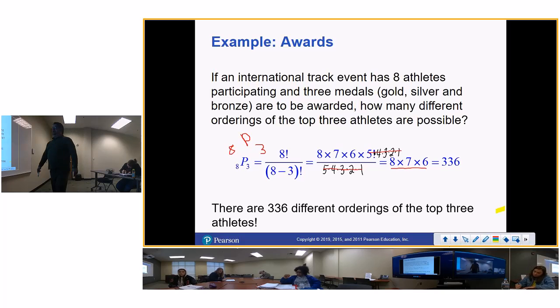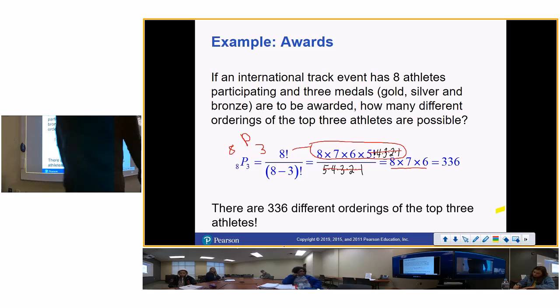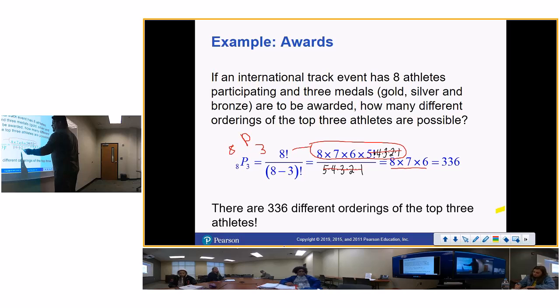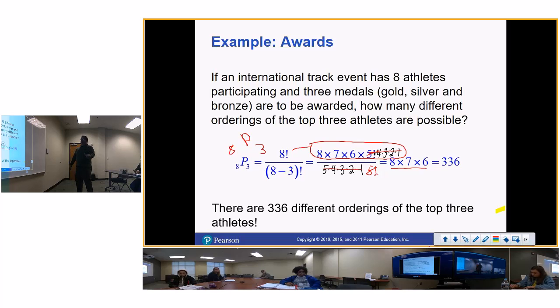Because technically 8 factorial is this whole thing. That's 8 factorial, right? 8 times 7 times 6 times 5 times 4 times 3 times 2 times 1. And then 5 factorial is 5 times 4 times 3 times 2 times 1. Now you can also do this. When they had the 5 factorial down here, could you cancel the 5 factorial in this? Yes, you could do that also. So either way you do it, you're going to be left with 8 times 7 times 6. And 8 times 7 times 6 in your calculator is whatever.